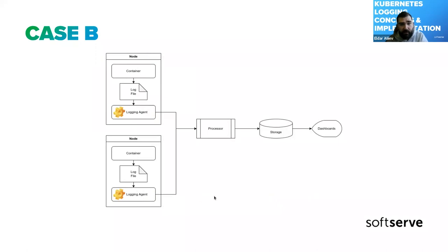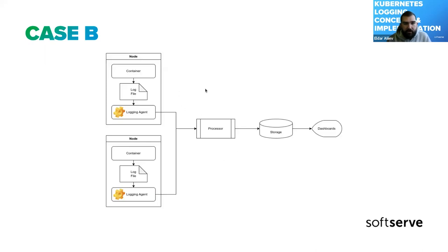For case B, we have the same structure, but between the logging agent and our target system, we have the processor. What the processor actually is, is some kind of software, some service that will process your logs. So what do we mean by processing? It will drop some logs based on some condition, or it will parse the logs, or it will, for example, mark the logs with different labels, etc.